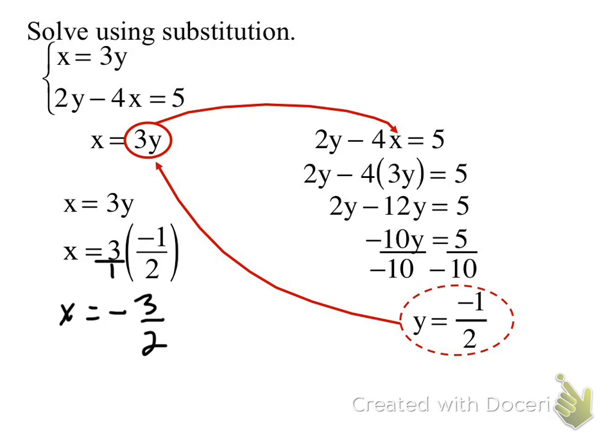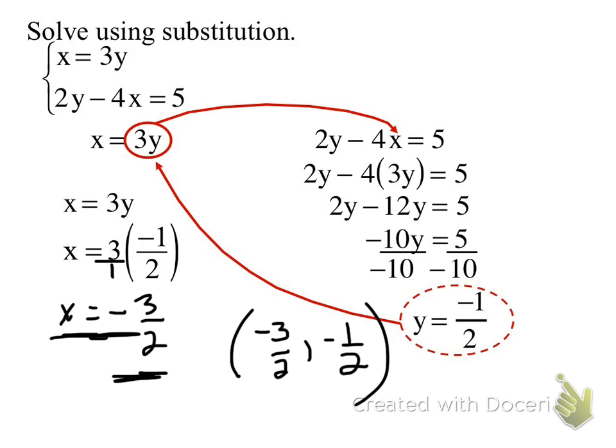So what's my ordered pair? Michelle? Negative 3 over 2, negative 1/2. Here's the big one. Make sure you put this in for the x. Okay, questions? Yeah.